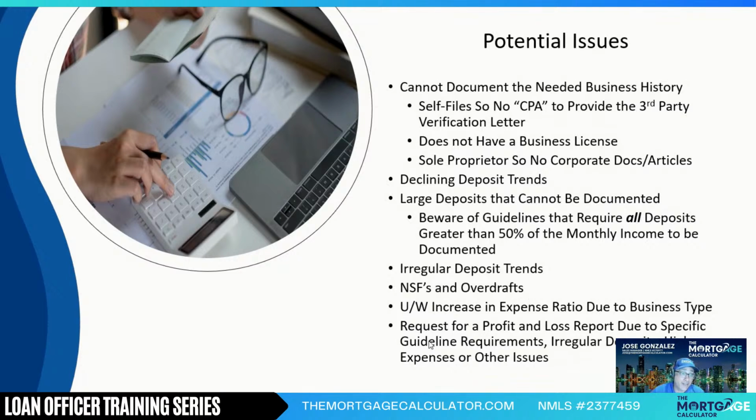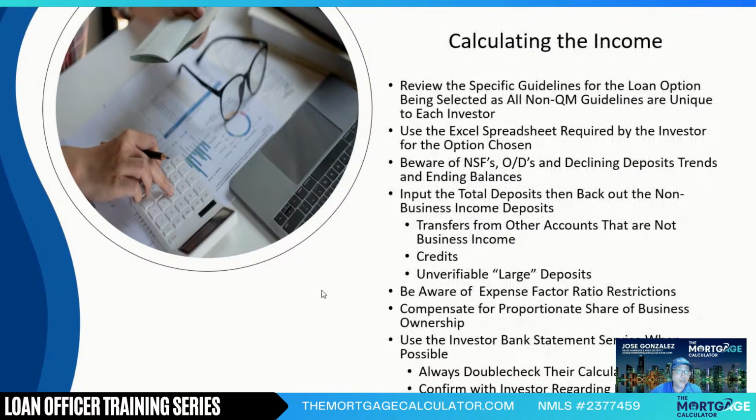Another issue you can have, I touched on it already: the underwriter reviews the bank statements or the business type. You have a high overhead type business with 7 employees, they're going to adjust your expense ratio and increase it. And at that point, it could result in a request for a P&L because it's a guideline requirement, or due to the irregular deposits, high expenses, or any other issues that could result in additional documentation requested on your loan. Could kill the deal, right? That's why it's so important. You review the guidelines, look at your loan parameters, and make sure that you're okay.